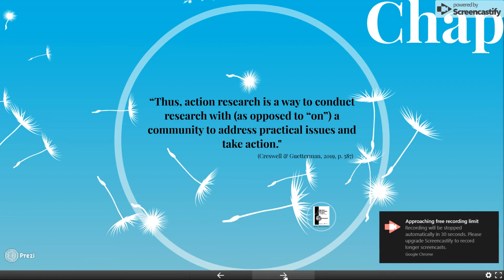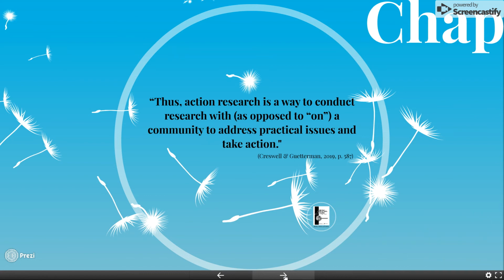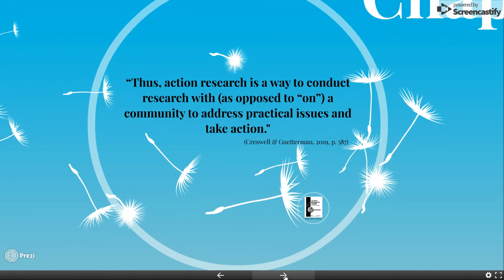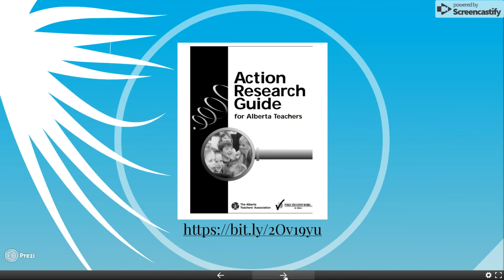Thus, action research is a way to conduct research with, as opposed to on, a community to address practical issues and to take action. I wanted to share with you as well that the Alberta Teachers Association has created an action research guide for teachers in Alberta, and I've included the bit.ly with this as well.